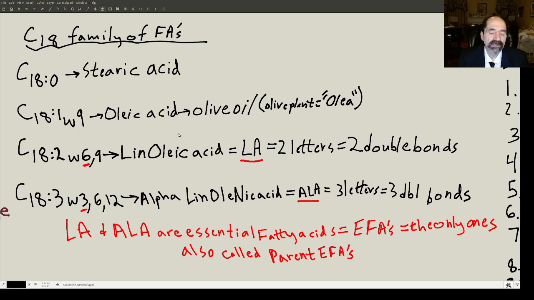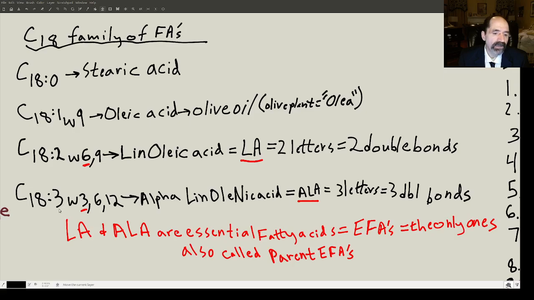If you've got 2 double bonds, beginning from the omega end, carbon number 6, an omega-6 fat, that's called linoleic acid, and it's abbreviated LA. Linoleic acid and the next one, alpha-linolenic acid, are the 2 essential fatty acids. The way I remember them is there are 2 letters in LA for linoleic acid, L for linoleic and A for acid. Those 2 letters remind me that there are 2 double bonds.